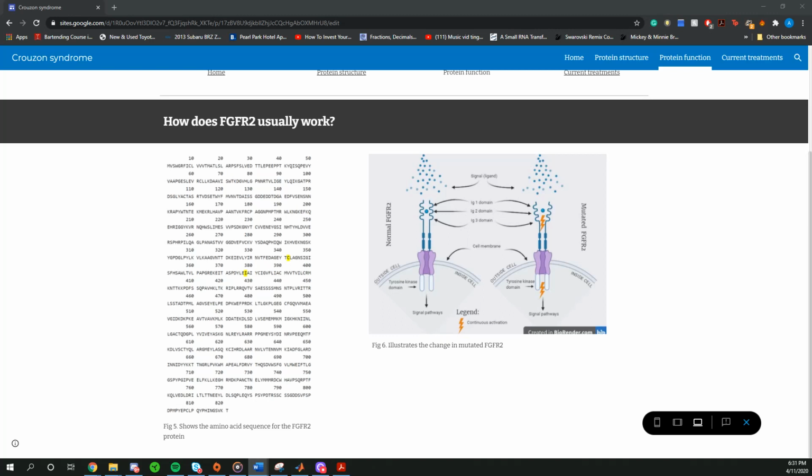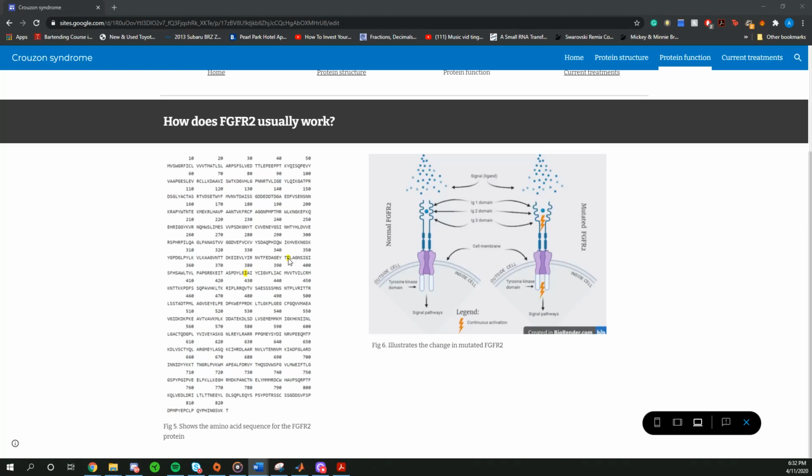95% of these mutations are missense mutations, meaning that the amino acid sequence that we were looking at in previous pages, for example in protein structure, changes one of those amino acids to another one. For example, Cys342Arg is the name of one mutation which changes the cysteine in the 342 position to arginine, and that's this fellow right here.